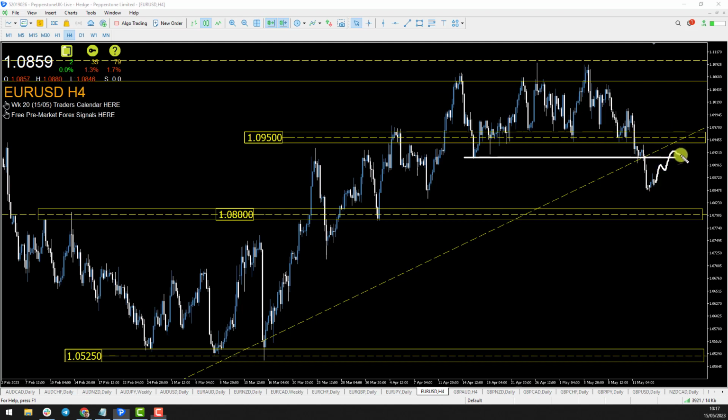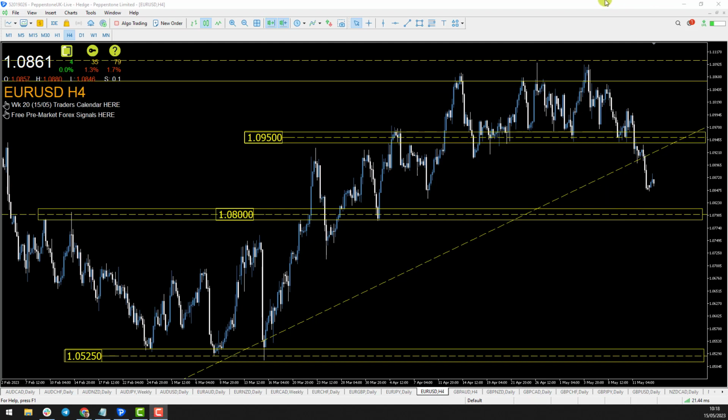So if price was to get back up into this zone here, you've got the horizontal resistance running through. I also like the fact that this trend line support could now act as resistance. So if price was to come up anywhere in this zone, then we could start to see some selling pressure again, with price potentially going to target the next level of resistance, which is the 1.0800.